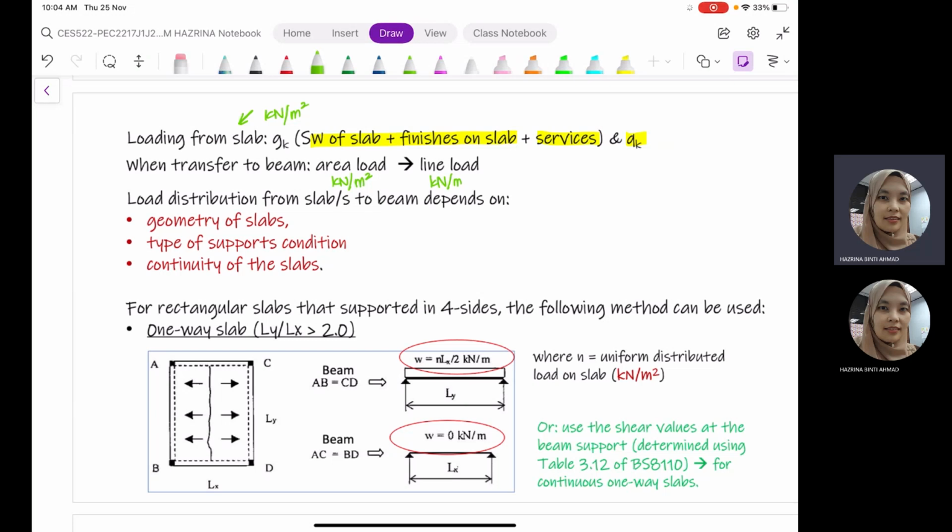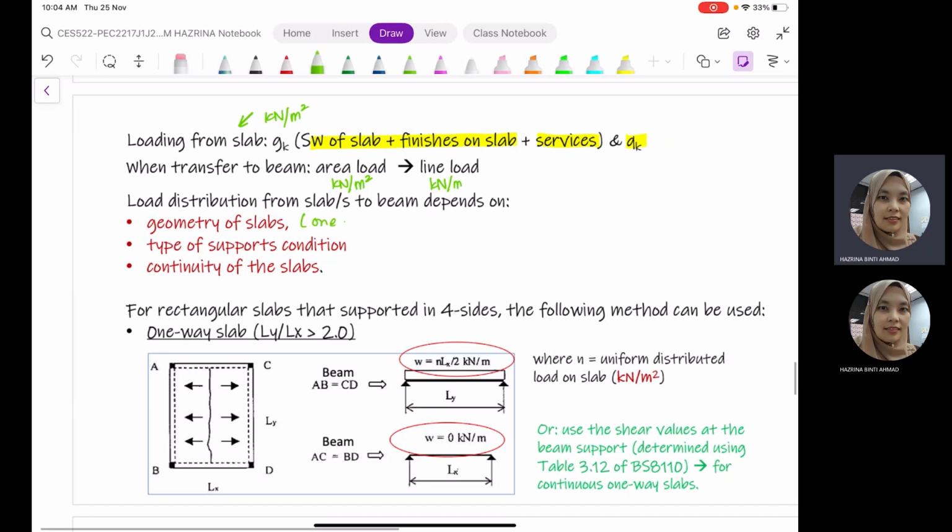So we need to look into the dimension of our slab, whether it is a one-way slab or a two-way slab. This is one thing, where we are looking into the geometry of the slab. Then the types of support conditions, whether it has two adjacent edges discontinuous, or one short edge discontinuous and so on. That is the type of support condition, especially if we are dealing with a two-way slab. Then the continuity of the slab, which is considering whether the beam is connected to just one slab on one side, or it is in contact with the slab on both sides, ada dua, kiri kanan, both sides. So we need to look into that as well.